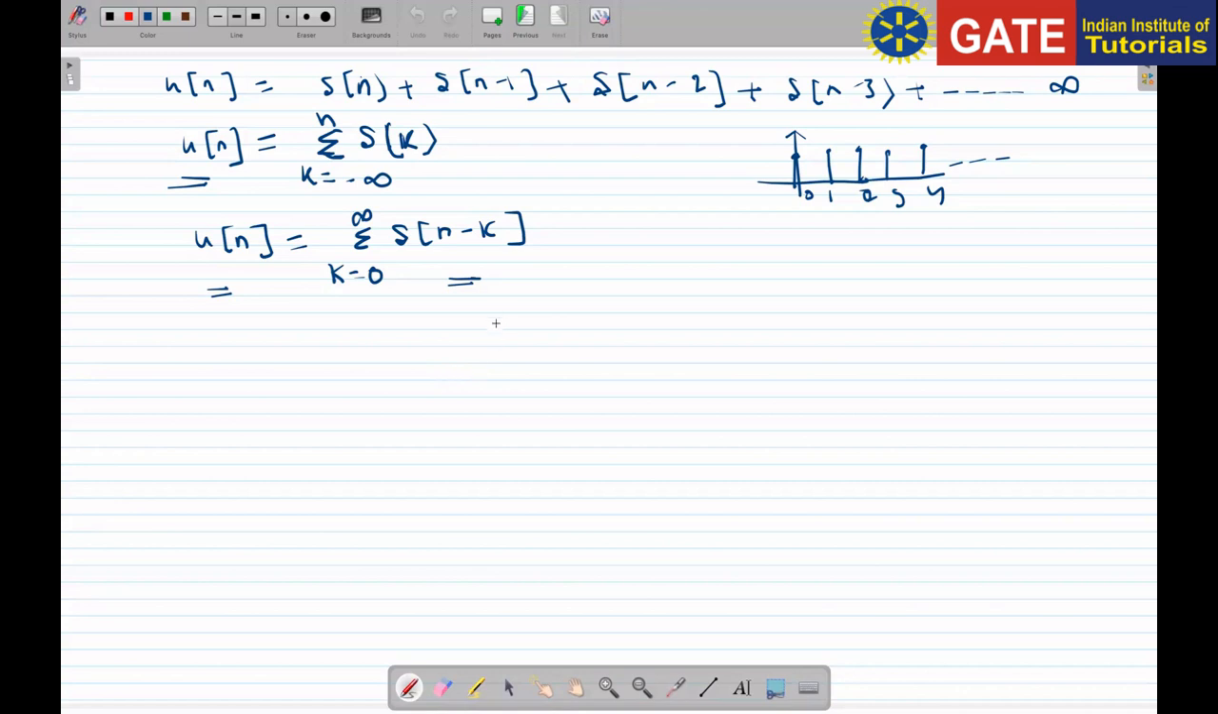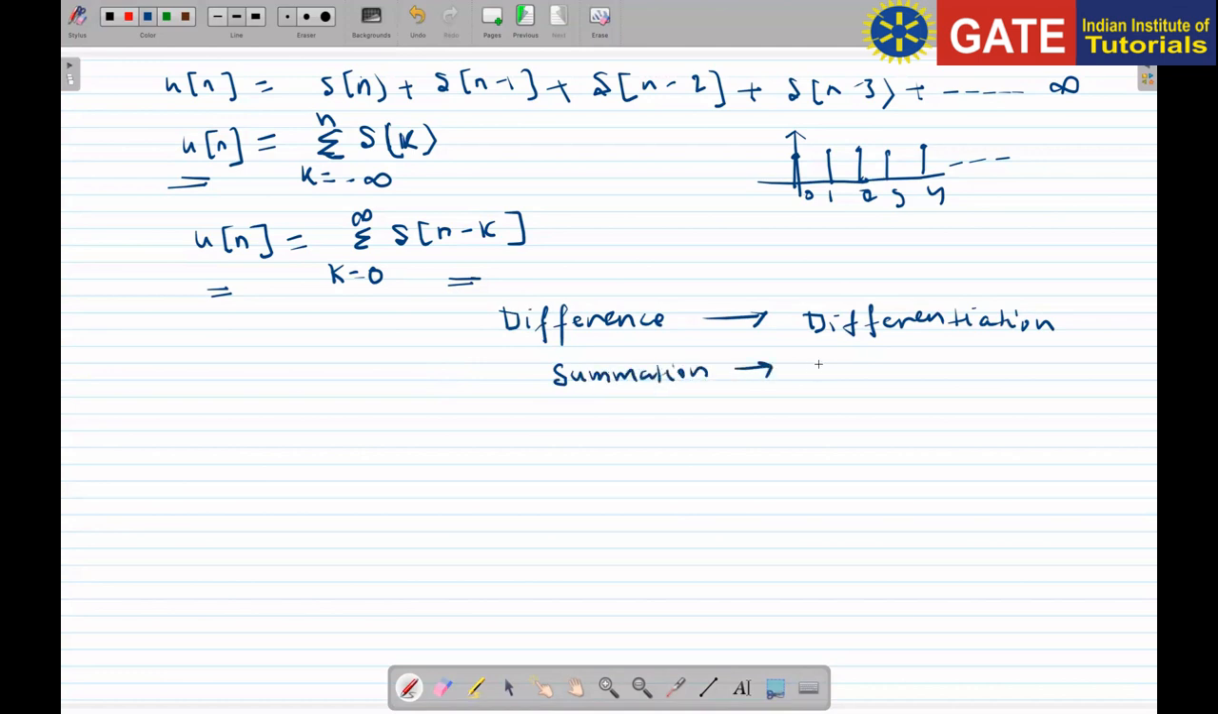That means difference in discrete time will become differentiation in continuous time. Everyone knows this, it's a general concept. Summation will become integration here. Simple. Try for r of n. That's not an issue.